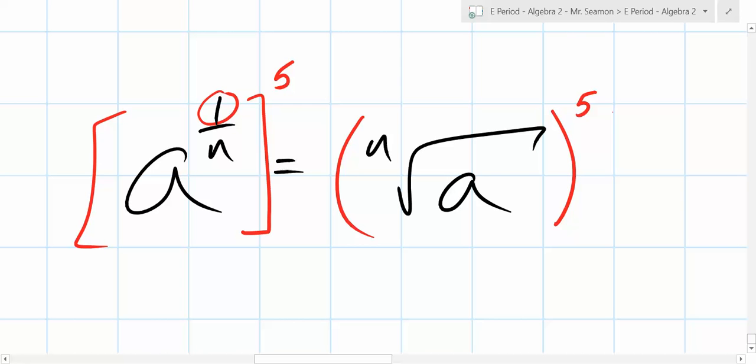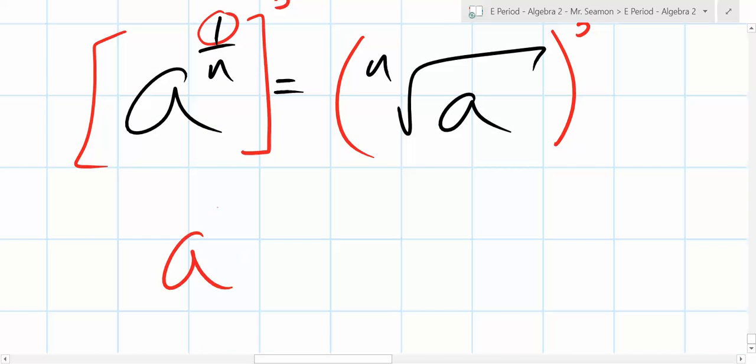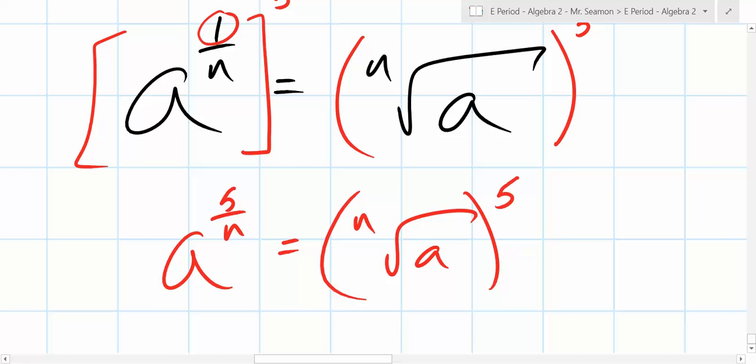You can do the same thing to both sides. What happens with powers of powers? You multiply them, right? So what number does 5 get multiplied by? The 1. So if I did this, what do I end up with? A to the 5 over n equals, I'm going to keep this the same.